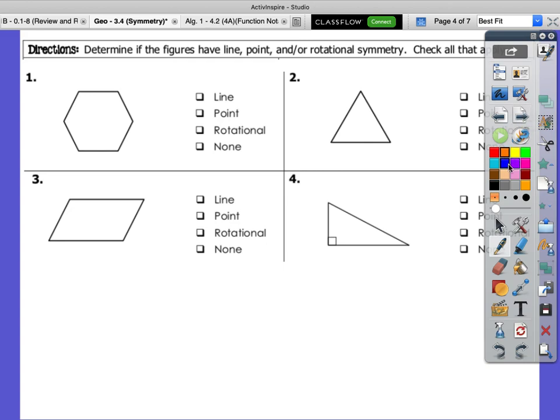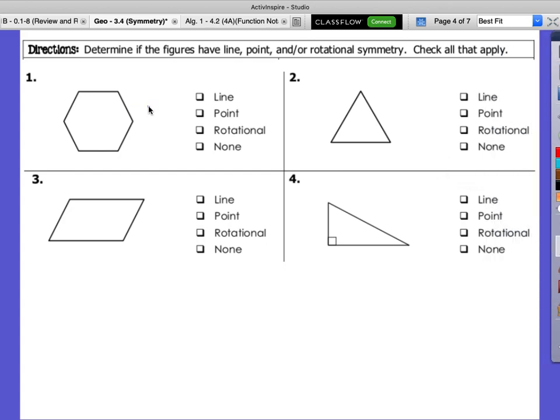So I want you guys to check what types of symmetry you believe this hexagon has. So just go ahead and write down on your paper, check which ones that you think apply, if any. And when you're done, look to the east.